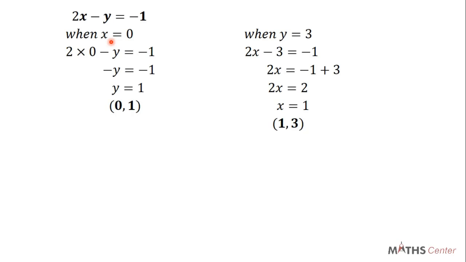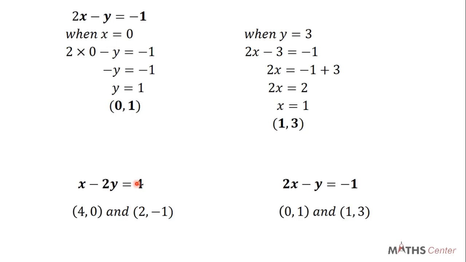In the previous one, we found 2 points that fall on the line. We said we need at least 2 points. In this one too, we have found 2 points that fall on the line. So we can say that for the first equation, which is x minus 2y is equal to 4, the 2 points are (4, 0) and (2, -1). And for the second equation, which is 2x minus y is equal to minus 1, the 2 points are (0, 1) and (1, 3). Now, after you found these 2 points, this is what you do.